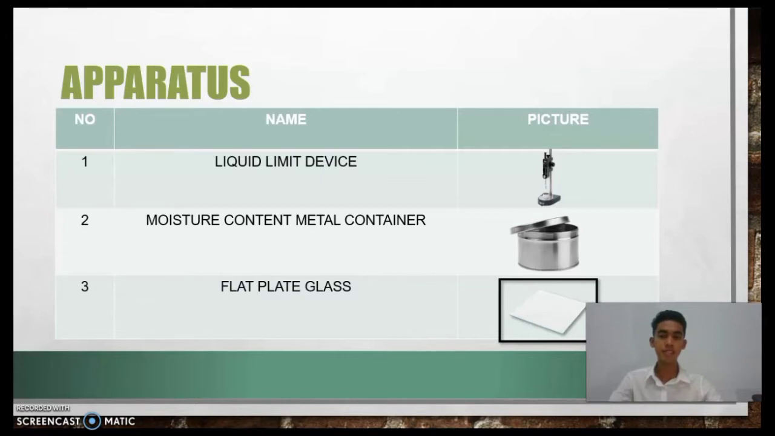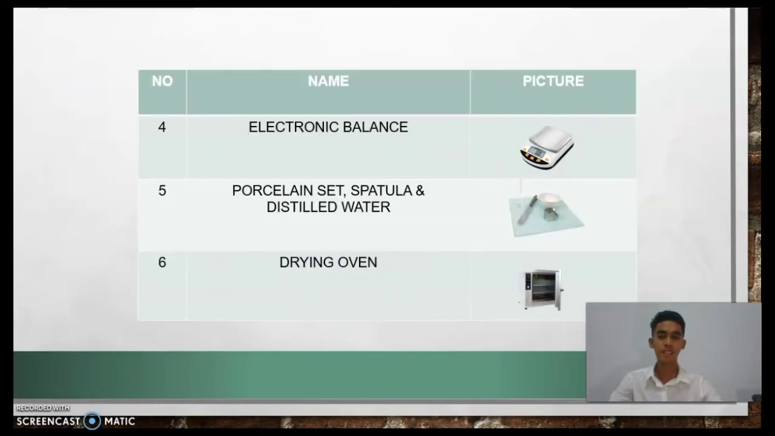Today I would like to present about the apparatus. First is the liquid limit device. Second is the moisture content metal container. And the third is the flat glass plate. The fourth is the electronic balance. And the fifth, porcelain sets, spatula and distilled water. And the last one is the drying oven.